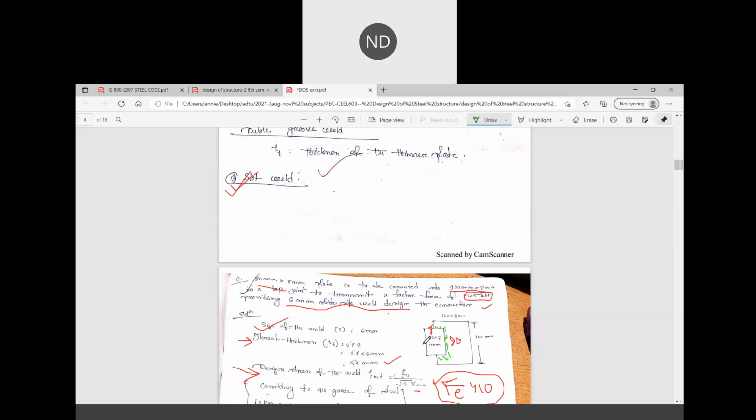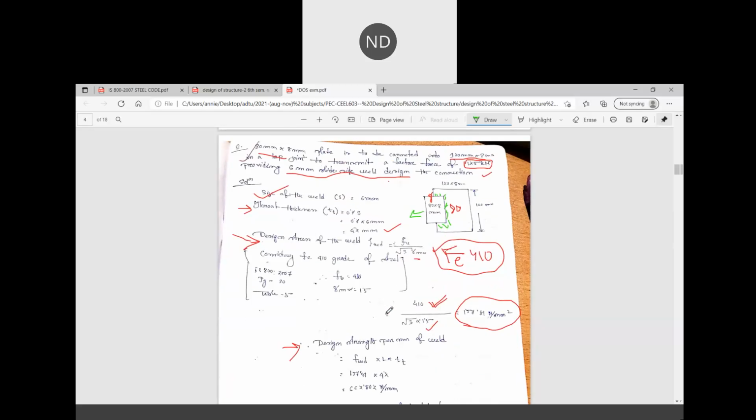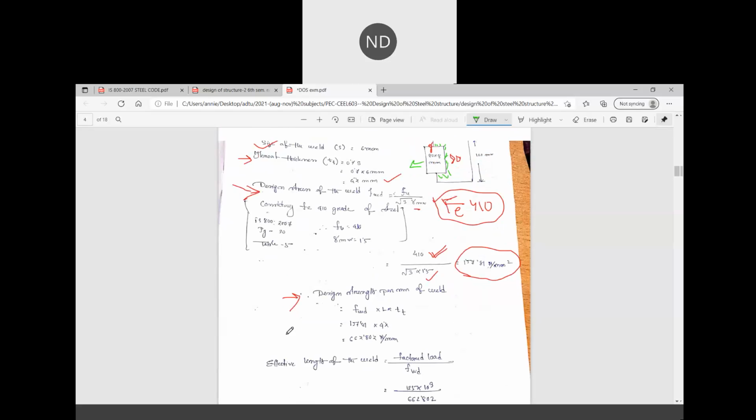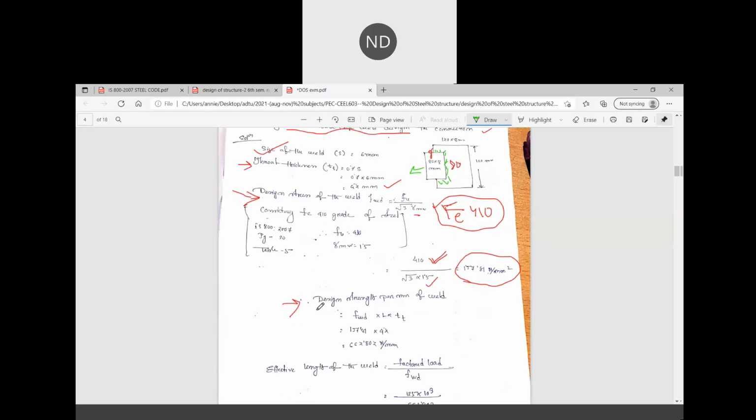If you bring your attention to the left-hand side plate, the length of the welding is going to decrease, so we don't know what the length of the weld is. It is not mentioned in our question also. So what we are going to do is find out the design strength per length, because we don't know the entire length of the weld.